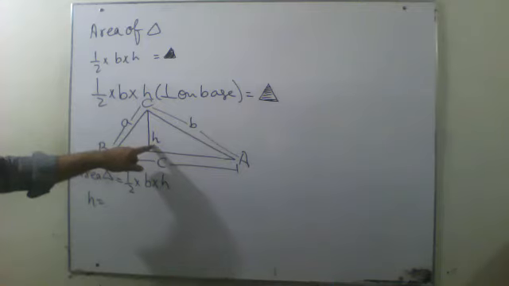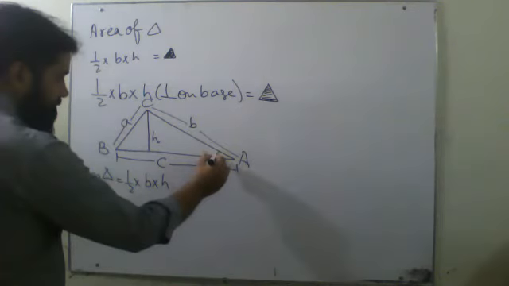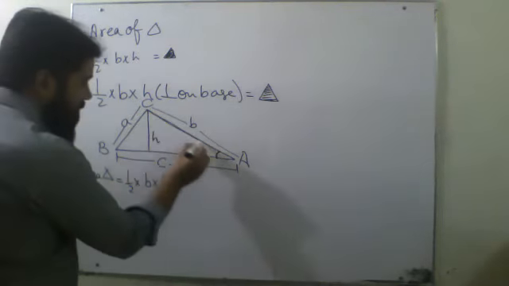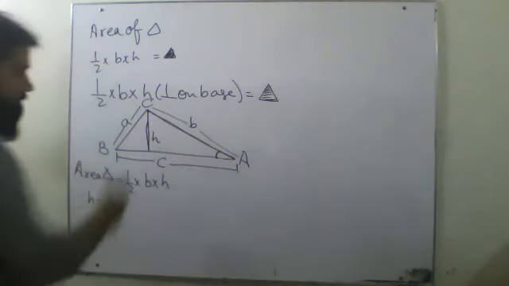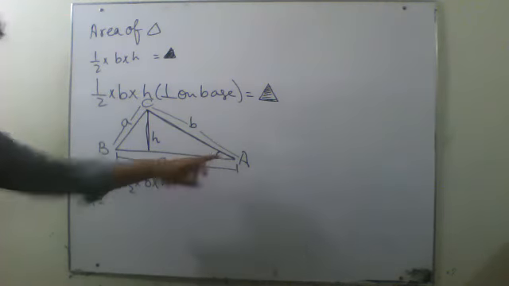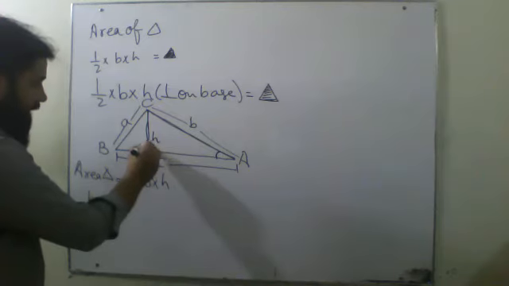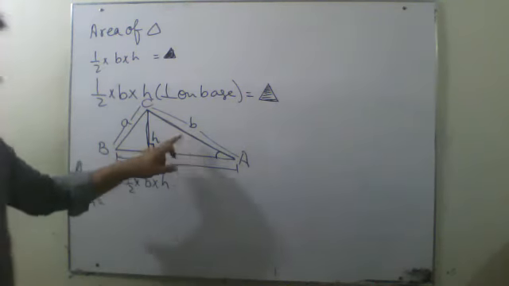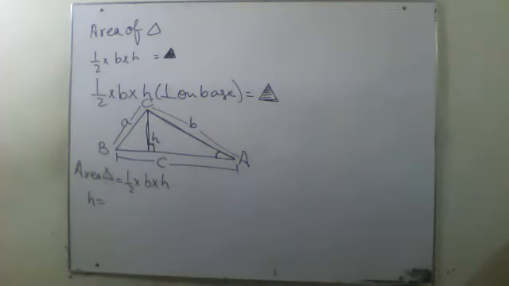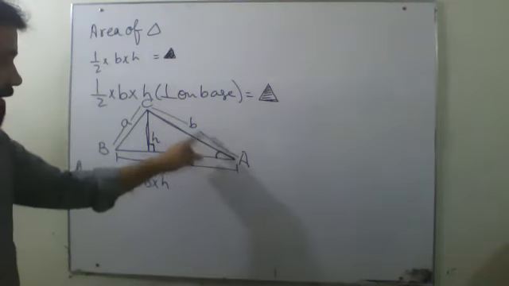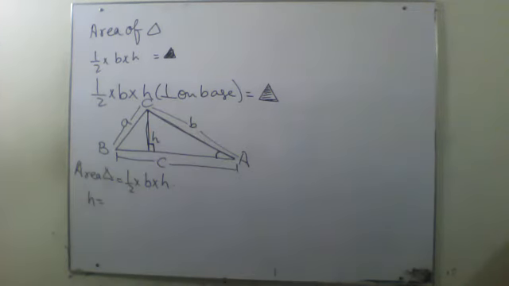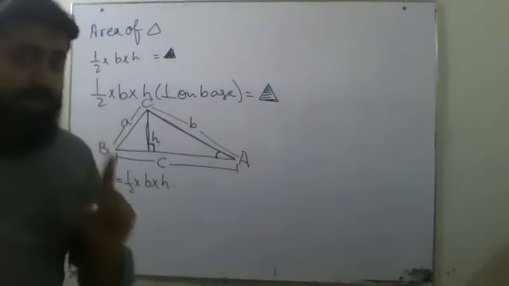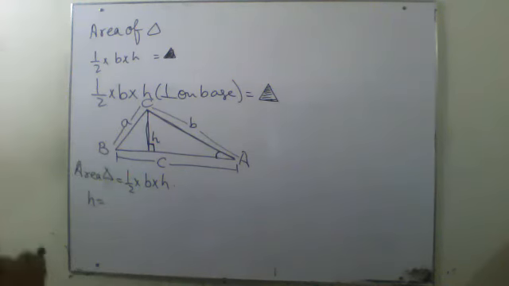This is the height, which I need to find. This side is given to me, and this side is given to me. If this is the angle, you can see a right angle triangle is being made over here. According to the right angle triangle, this will be the hypotenuse, and this will be the perpendicular.